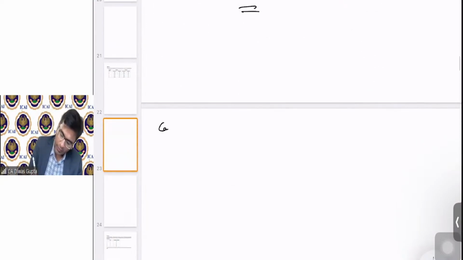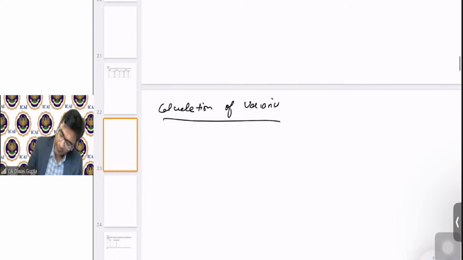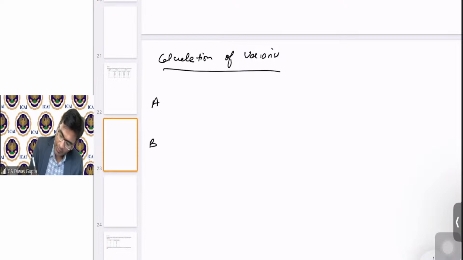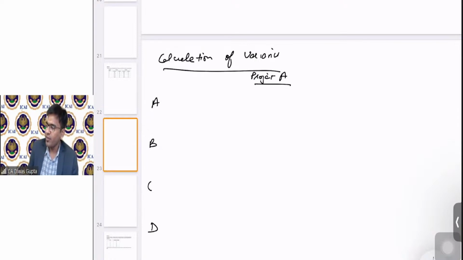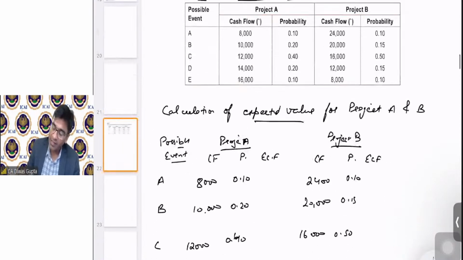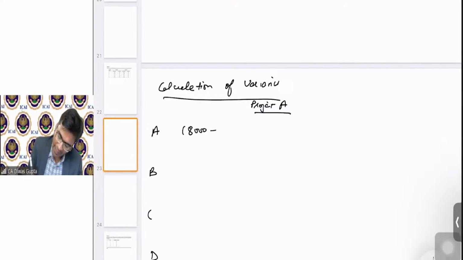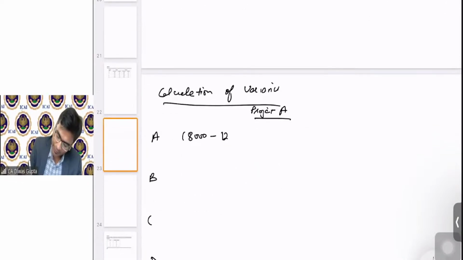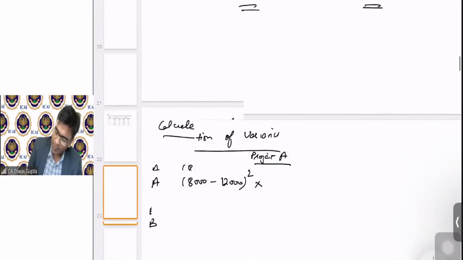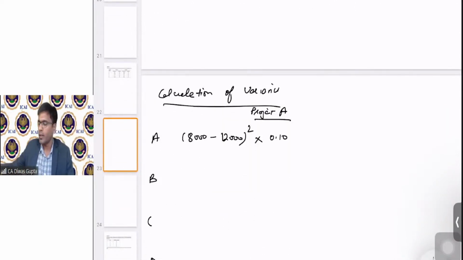Now, calculation of variance. What are the possible events? A, B, C, D, and E. For project A, let's talk about it first. What is the first possible event? The first possible event is 8,000. We'll go to our formula: 8,000 minus expected cash flow 12,000, squared, multiplied by the probability of A in project A, which is 10%. Okay, students?